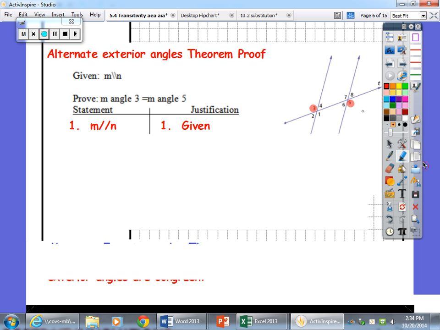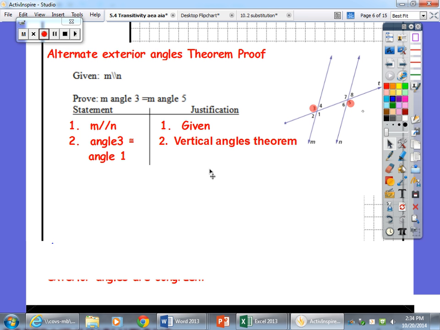And just like the proofs that we did today in class, the first thing that we start out with is the given, just like we did before. Then I wanted to look at, okay, how can I relate angle 3 to angle 5? I noticed that angle 3 is congruent to angle 1, and angle 1 is congruent to angle 5, so maybe I can use angle 1 as a pathway to get from angle 3 up to angle 5.